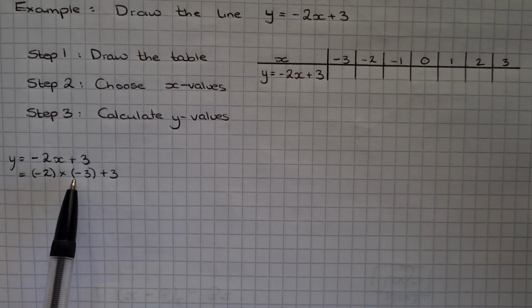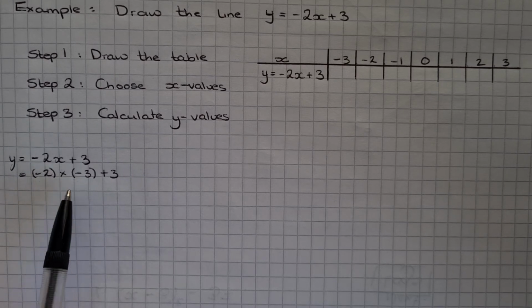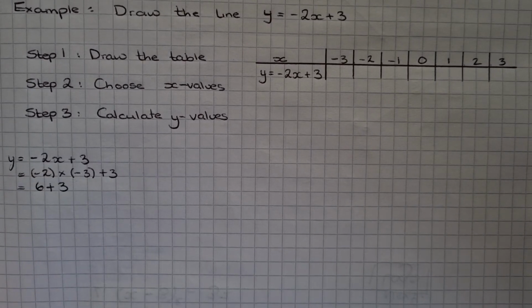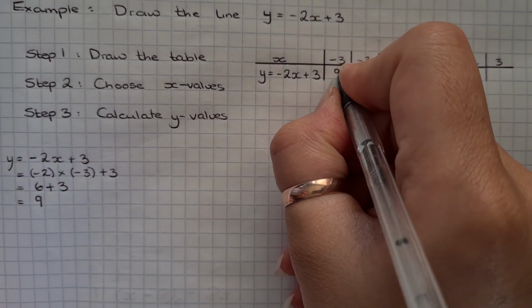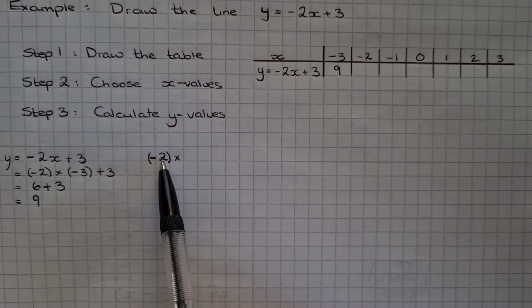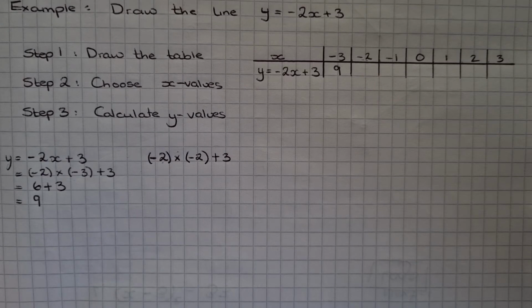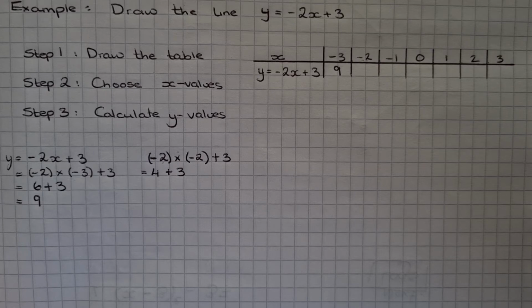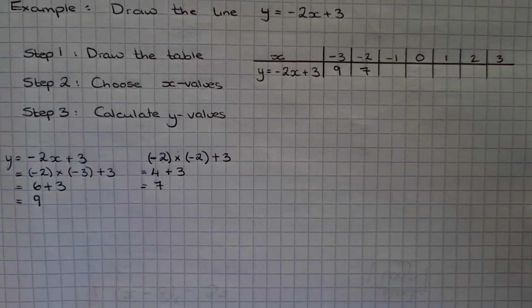And remember, a negative multiplied by a negative ends up being a positive. So 2 times 3 is 6, and it's just going to be a positive 6. So we end up with 6 plus 3, which is 9. So our first value in the table is 9. For the next point, we're going to be doing negative 2 multiplied by negative 2 plus 3. Again, we've got a negative times a negative, so that's going to be positive. So 4 plus 3, which is 7. So 7 is our next value.